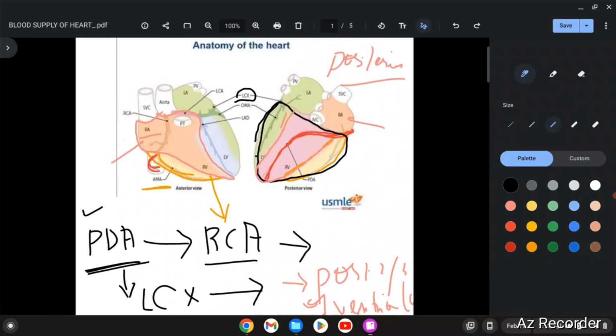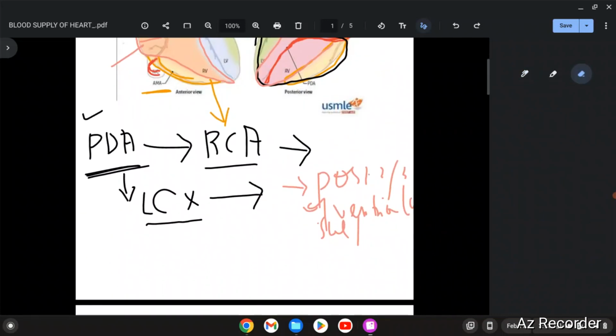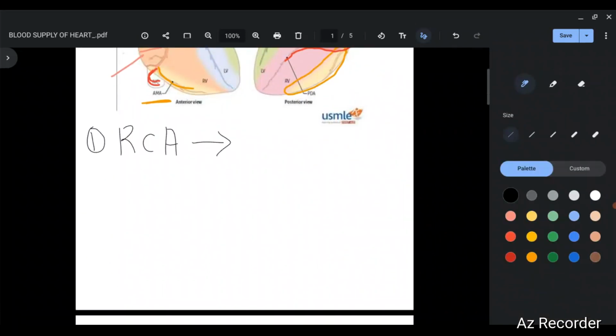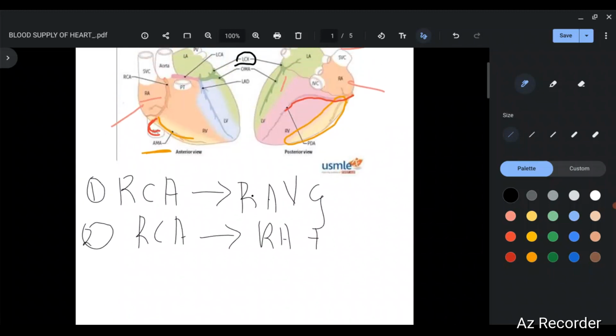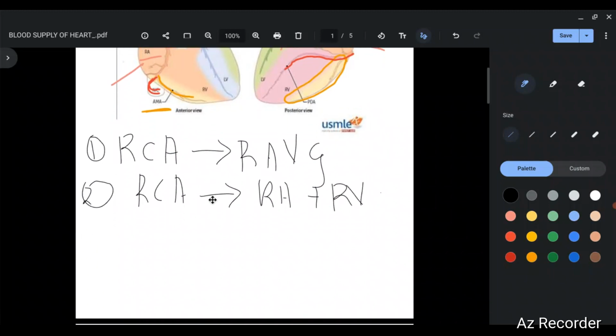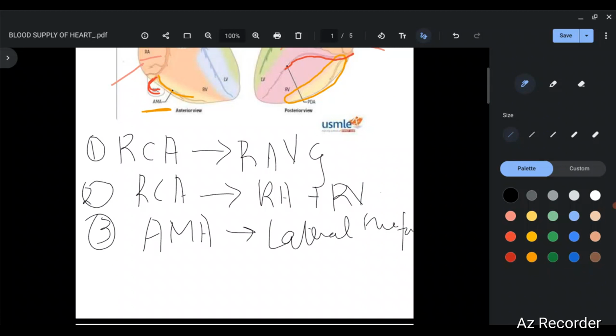So a quick quiz. Where is the right coronary artery located? It is located in your right atrioventricular groove or sulcus. What is the area of supply of the right coronary artery? The right coronary artery supplies your right atrium both anteriorly and posteriorly. Then it supplies the major chunk of your right ventricle anteriorly. Important. Now third, the acute marginal artery supplies the lateral surface of your right ventricle, both anteriorly and posteriorly.